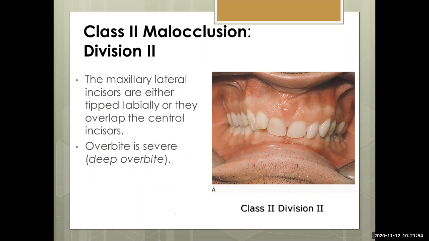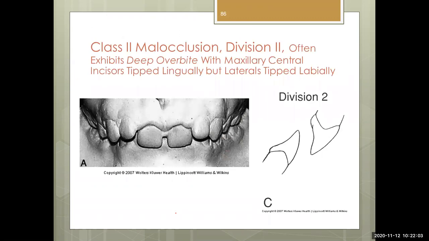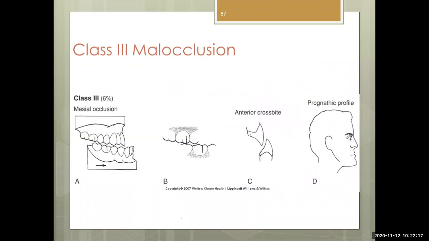Again, you've got a deep overbite. Deep overbite. Look at the laterals. They're coming out just a little bit. Then you've got your class three malocclusion, your prognathic, where the mandible is forward. So look at the difference in the space between this mesiobuccal cusp that's supposed to be fitting in this mesiobuccal groove. It's way off.